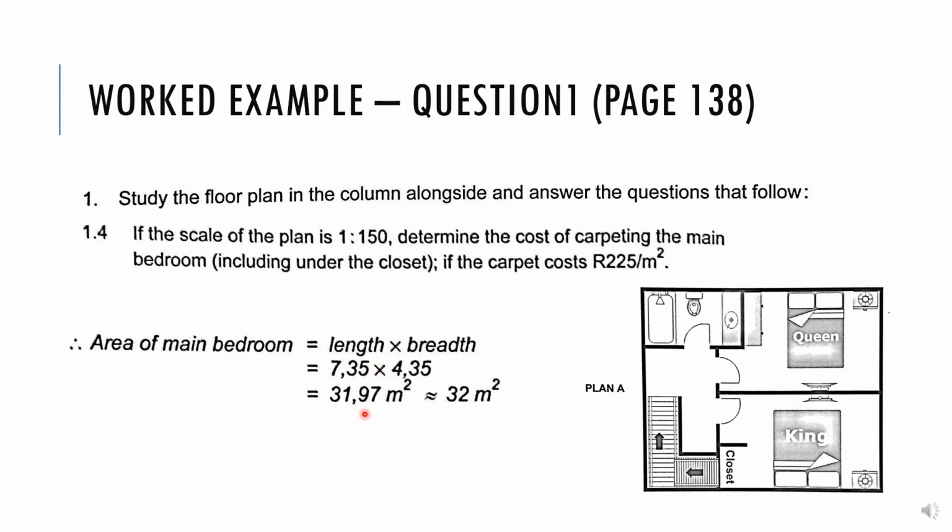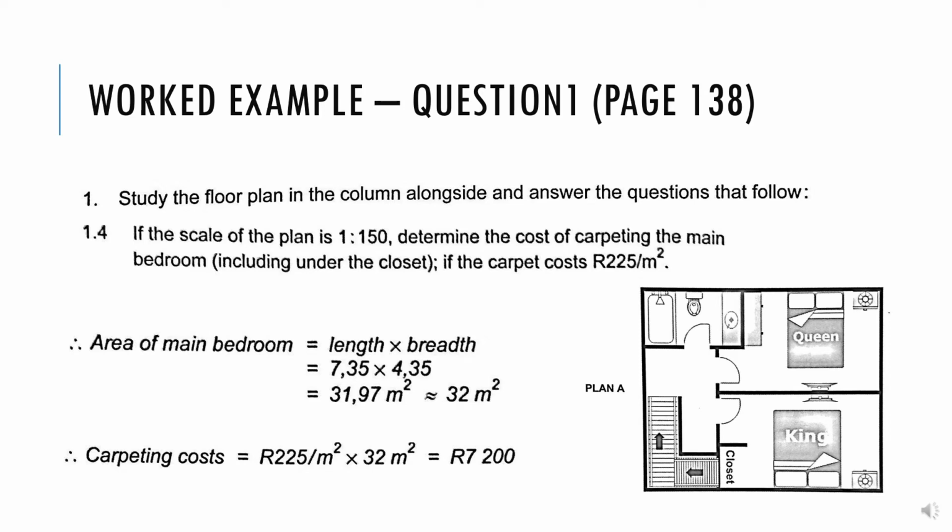And it gives us 31,97 square meters. Now I'm going to round up to 32 square meters, since the cost of carpeting is 225 Rand per square meter, and they will sell the carpets to you in whole meters. So it's best to round up in this situation. So now that I've got the area of the room and I've got the cost per square meter, all I need to do is multiply this square meter unit we've got here with the price. And that gives us a total cost of 7,200 Rand to carpet the main bedroom.